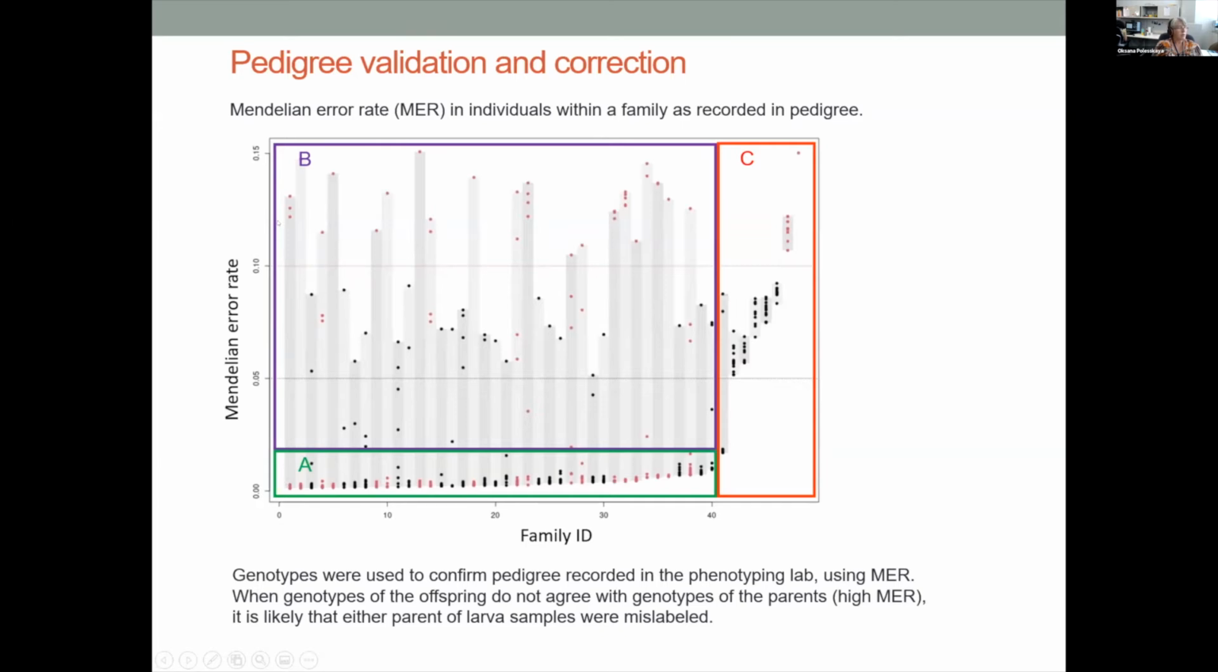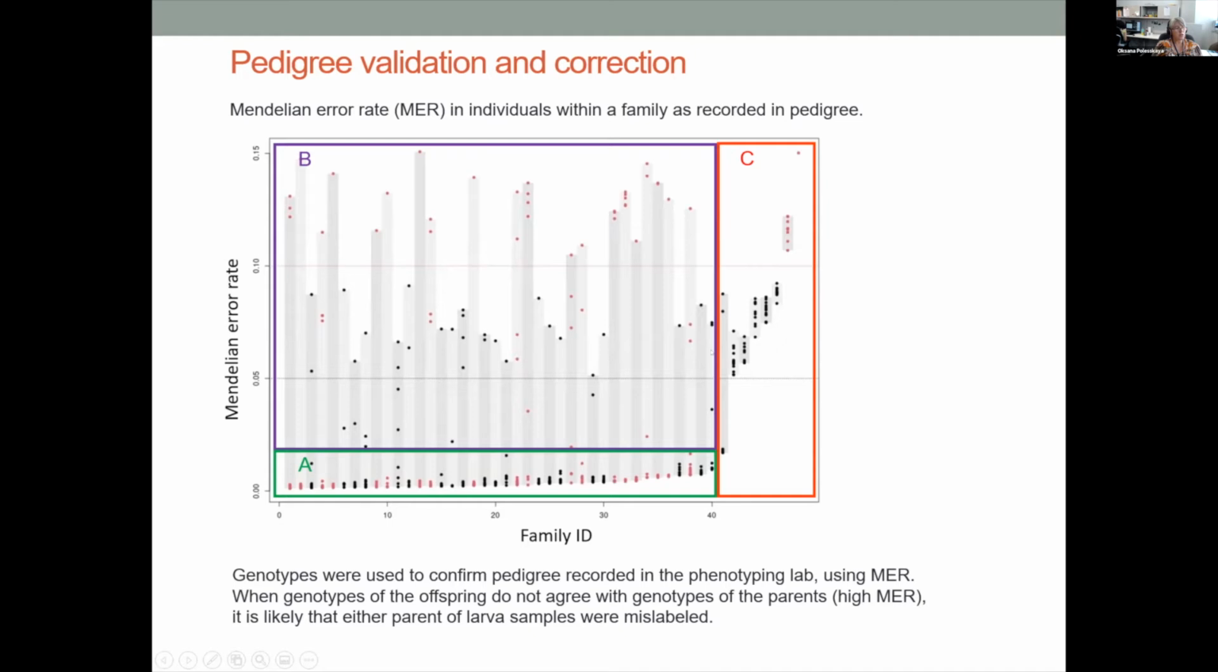But in some families, there are siblings... I also need to mention that only problematic families are shown here. There are multiple families which are not problematic. So this is just a subset of problematic families. So some siblings actually have high Mendelian error rate. And this means that they were misassigned to the family. And since we know genotypes, we can assign them to the correct family.